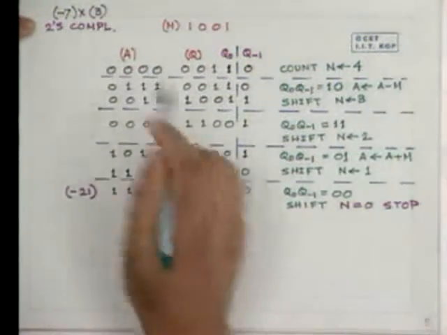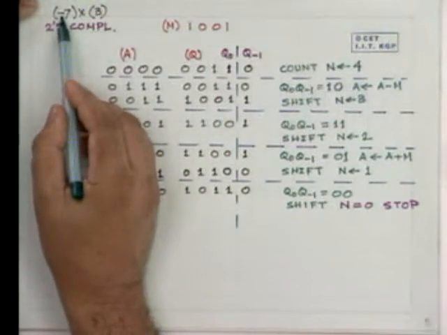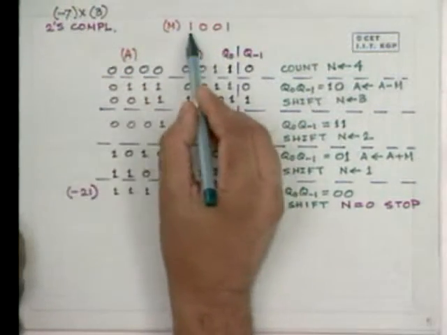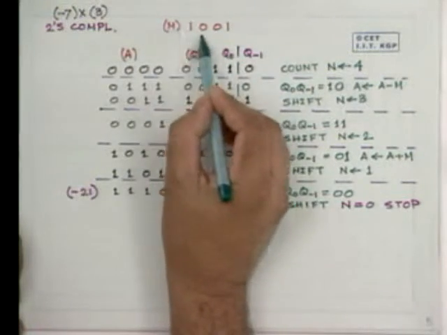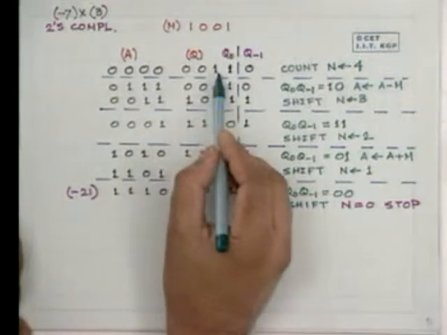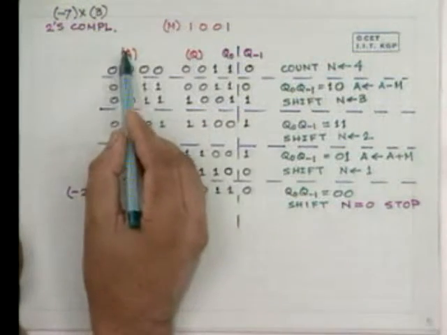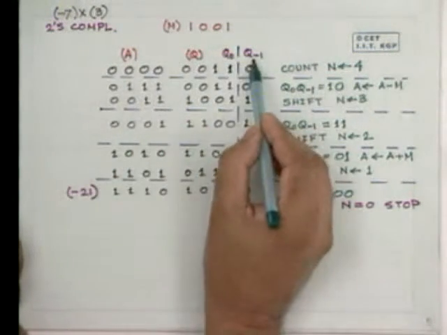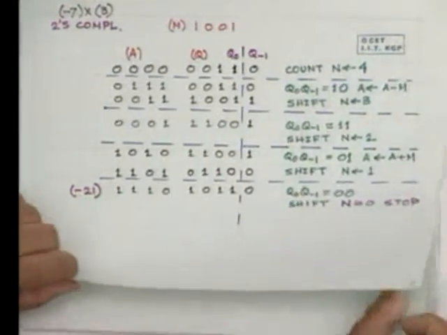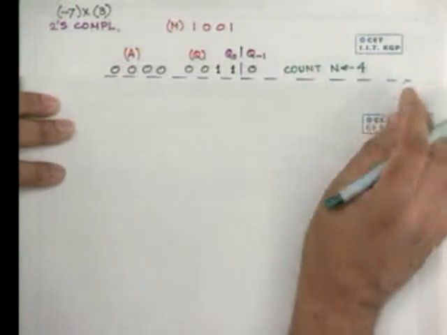Let us say that we are talking about 4 bits. We are trying to multiply -7 with 3. The M register has been loaded with -7, which is this value 1001 in 2's complement form. Then the Q register is loaded with 3, which is 0011. The A register is cleared out. Q minus 1 has been initialized to 0. Let us go step by step. This part is our initialization.